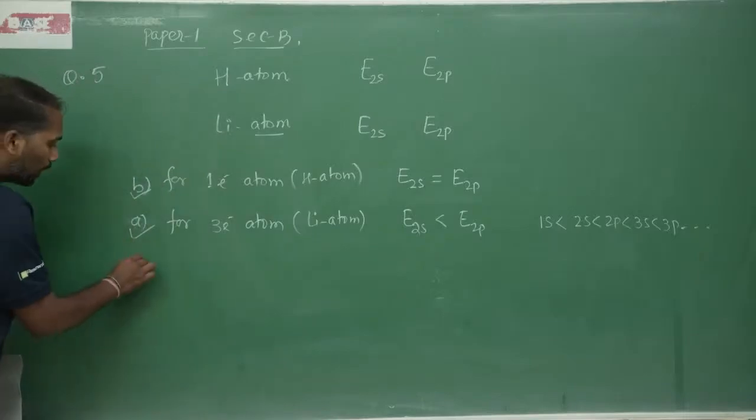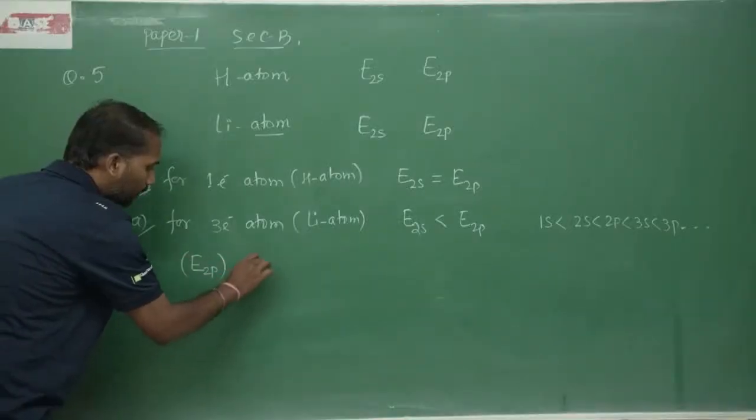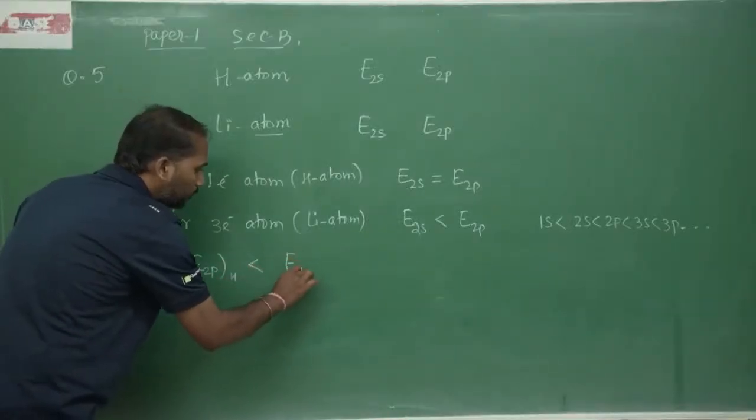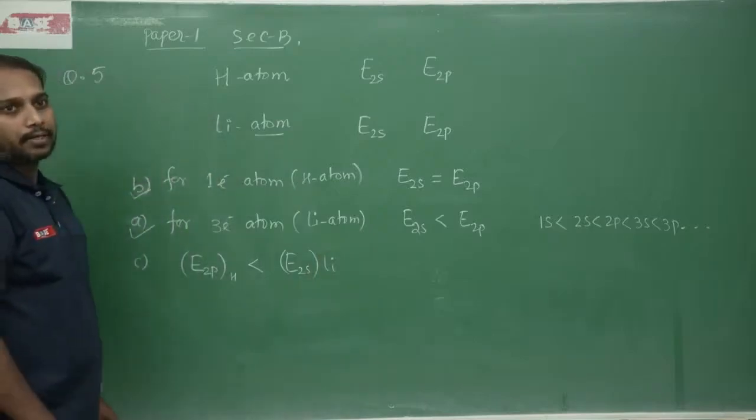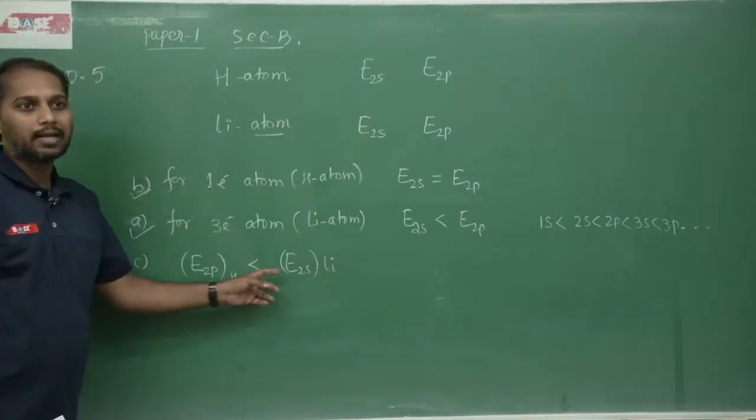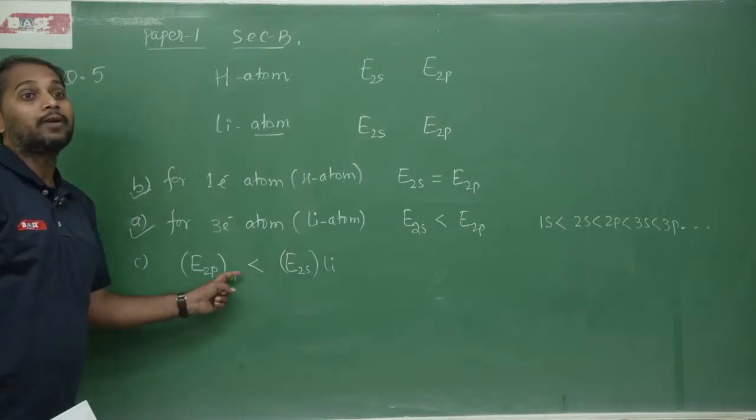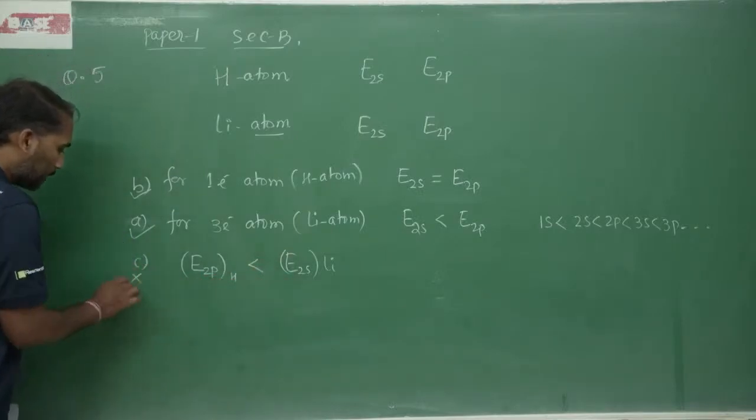Now we'll go to the third option. The third option is that the energy of 2p of hydrogen is less than the energy of 2s of lithium. We can't compare like that. It is not easy to compare two different orbitals of two different atoms. So this is not the right answer here.